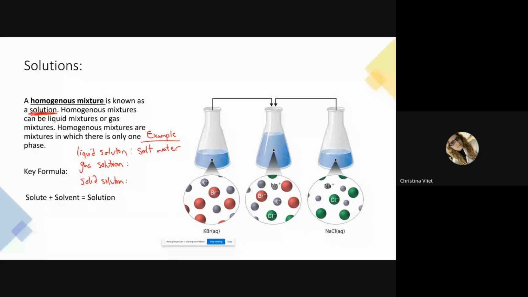What about a gas solution? Can anybody think of a gas solution that exists? There's a very, very famous one. Oxygen's not a solution though, it's an element.